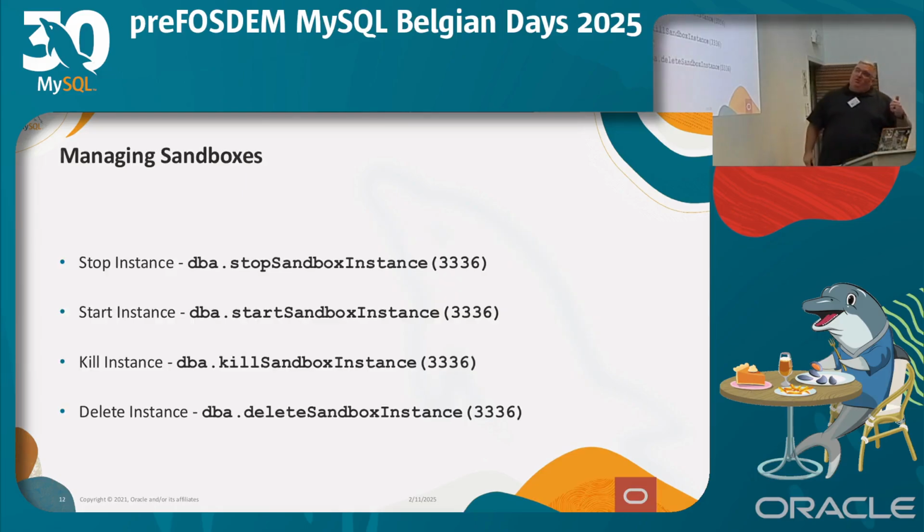There's other commands we can use. If you use dba.stopSandboxInstance, that will stop a running instance. dba.startSandboxInstance will start a stopped instance, in case you guys didn't figure that one out. dba.killSandboxInstance is useful if you're trying to test some type of HA solution that you are using sandboxes to configure on your machine. Kill will actually allow you to mimic a server going down. So it doesn't stop it gracefully.